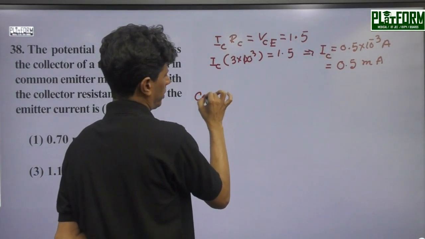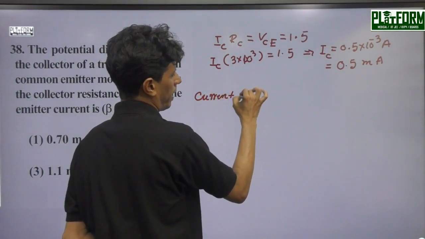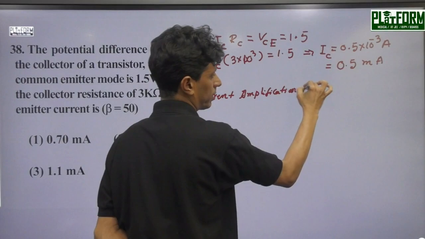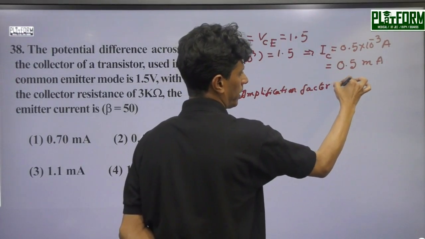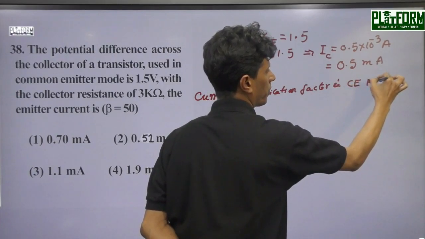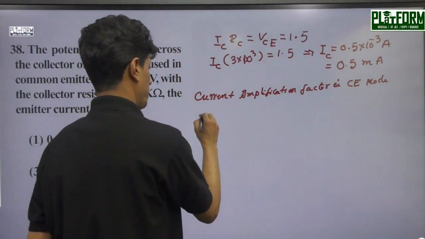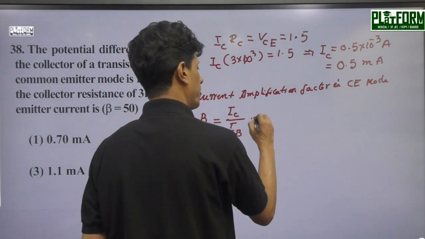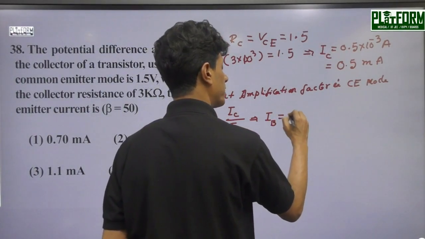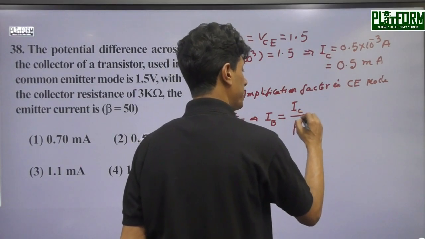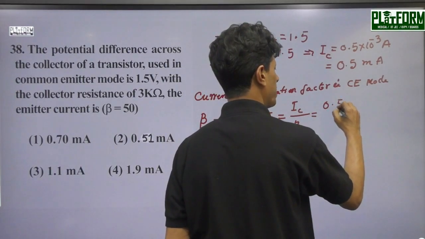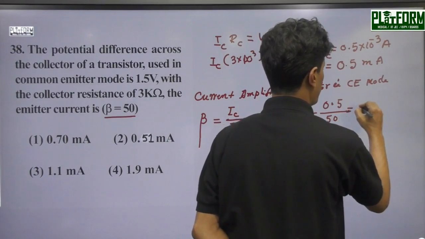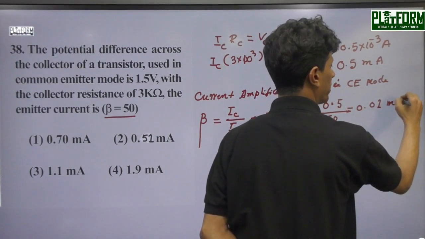And you know the current amplification factor in CE mode of connection, beta equal to IC by IB, and from this IB equal to IC by beta, and here it is 0.5 milliampere by 50, beta given in the problem, so it is 0.01 milliampere.